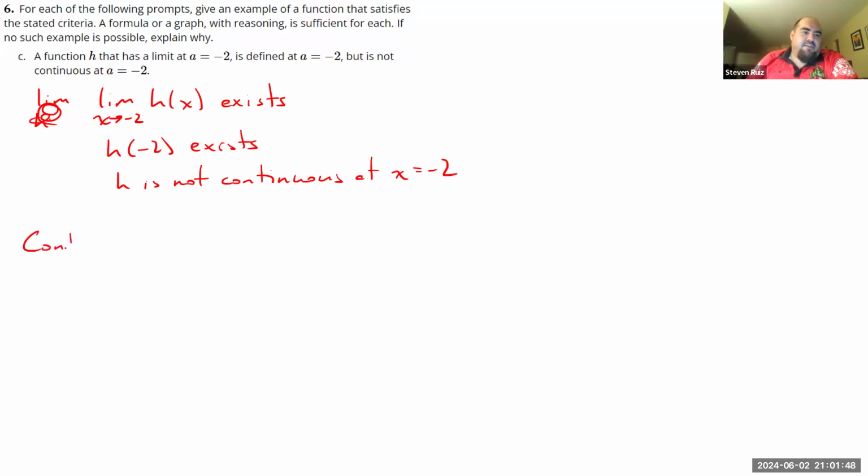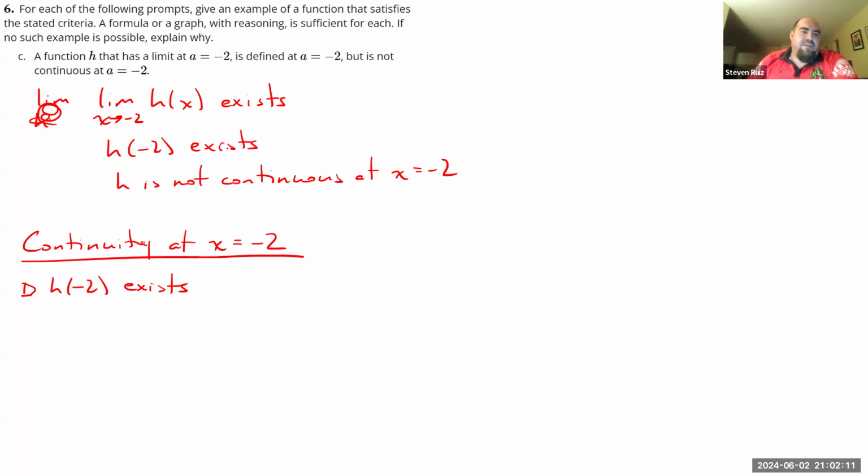Let's break down the definition of continuity. Those conditions are very close to what we have here. So continuity at x equals -2, that's the exact point we're looking at. We have to have that h of -2 exists.